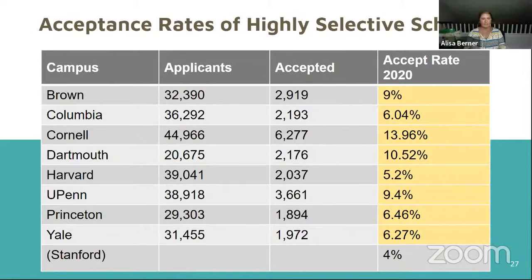And again, back to those highly selective schools and what their admit rate is. Let's look at Yale. They only accepted 2,000 students. So just be honest with yourself about the data, and you're going to save time and money by doing your research.